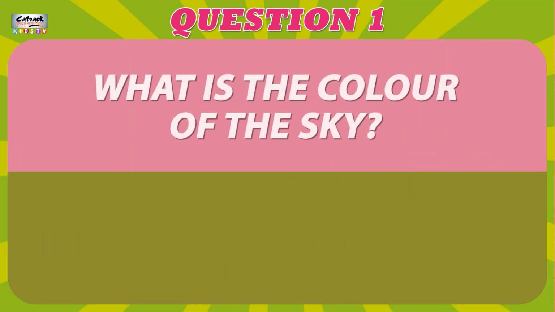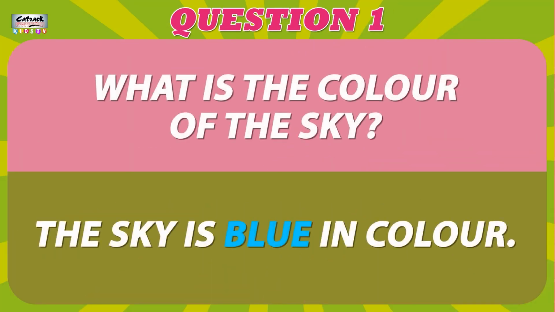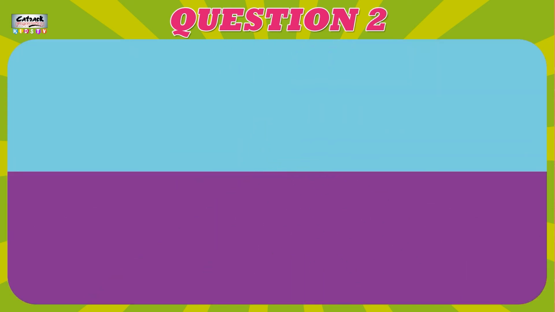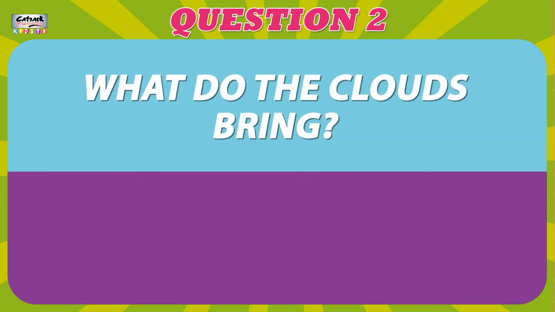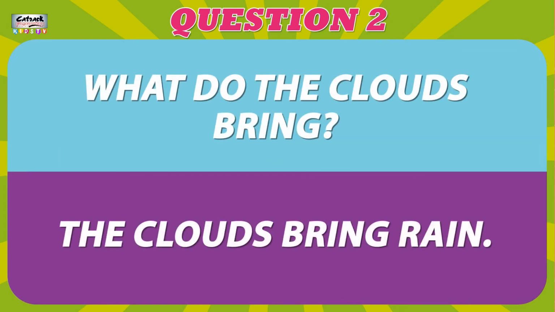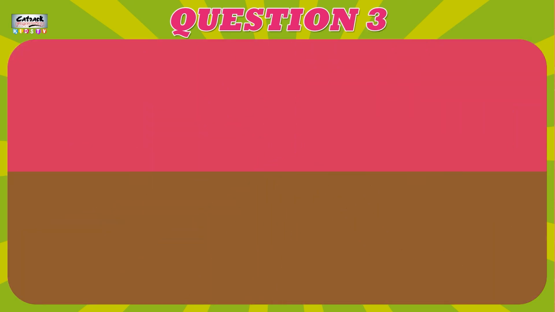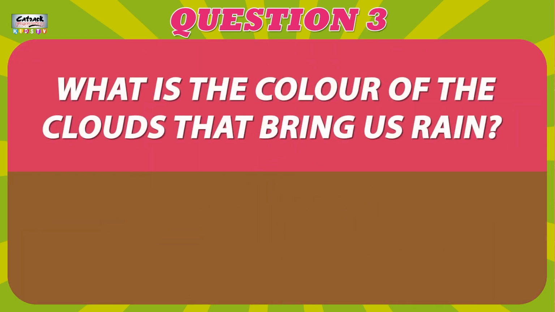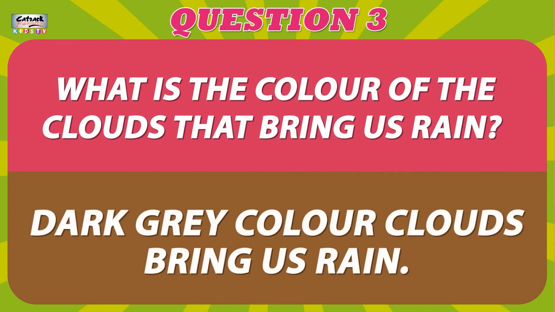Question 1. What is the color of the sky? Answer. The sky is blue in color. Question 2. What do the clouds bring? Answer. The clouds bring rain. Question 3. What is the color of the clouds that bring us rain? Answer. Dark grey color clouds bring us rain.